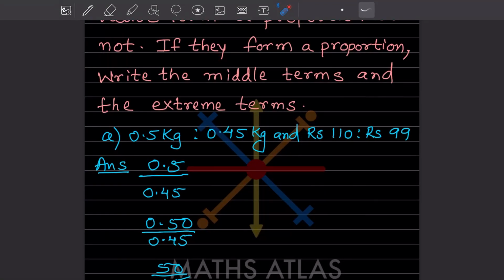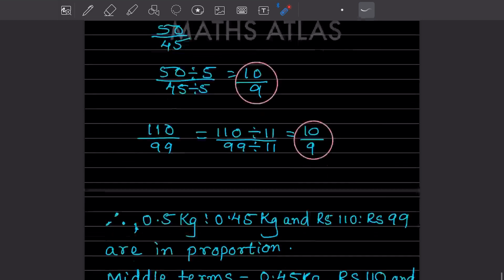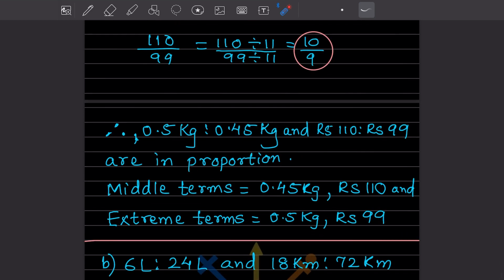If they form a proportion, then now we know that it is a proportion. So we have to write the middle terms and the extreme terms. Now these whatever are there, these are the extreme and these are the middle ones. Correct? So the middle terms are 0.45 and rupees 10. And the extreme terms are 0.5 and 99, along with the unit, which is important. Hope you got this one.